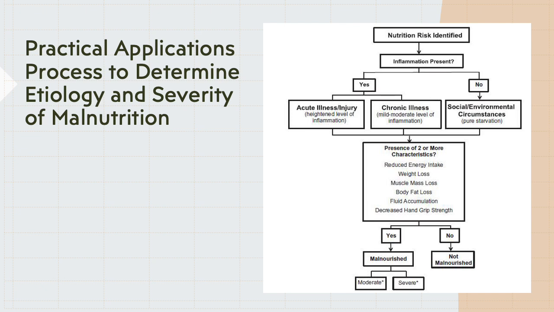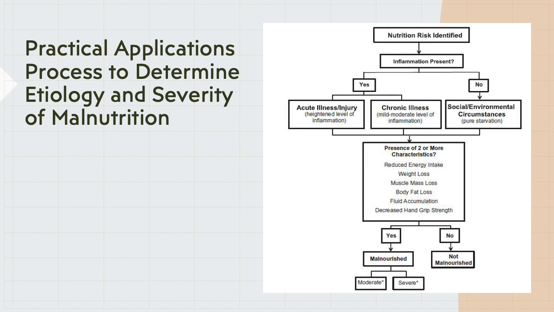When you put all these questions together, you come up with an answer that tends to fit into one of three categories. The first one is malnutrition that's related to social and environmental circumstances. It's pure starvation. So, there is no inflammation present, but there is nutrient intake compromise and weight loss. We used to think of this as marasmus. Individuals in this category could be those with maybe anorexia nervosa, for example.